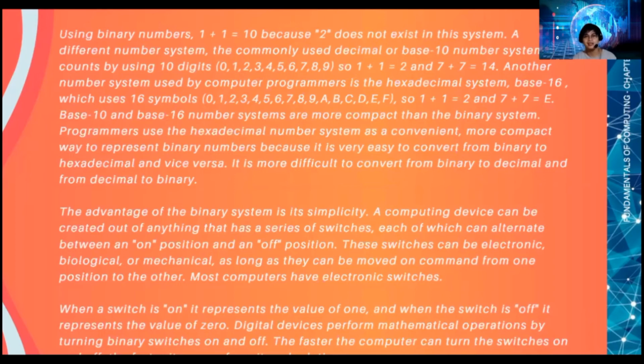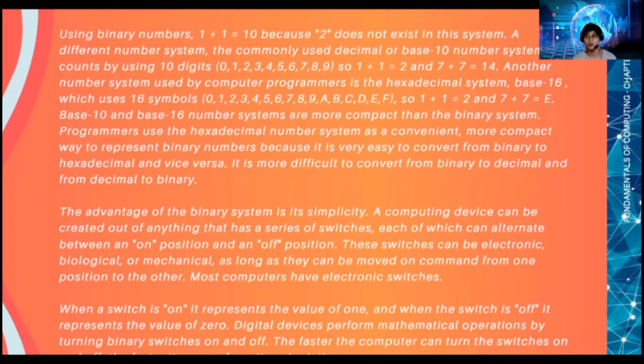So base 10 and base 16 number systems are more compact than the binary system. Programmers use the hexadecimal number system as a convenient, more compact way to represent binary numbers because it is very easy to convert from binary to hexadecimal and vice versa. It is more difficult to convert from binary to decimal and then from decimal to binary. The advantage of the binary system is its simplicity.